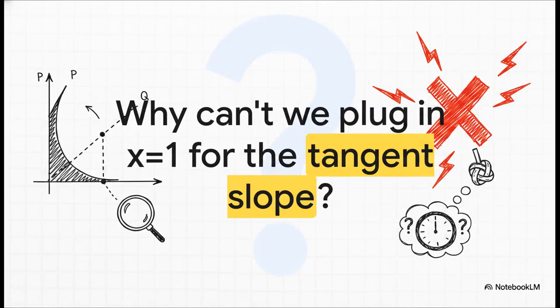But wait, you might be wondering right about now, why do we have to go through this whole tedious process of moving Q closer and closer? Why all this complicated talk about approaching a value? Why can't we just plug x equals 1 directly into our trusty slope formula and call it a day? Well, this brings us face to face with a rather dangerous mathematical trap. It's a fundamental paradox that actually puzzled some of the greatest thinkers for centuries before calculus was fully realized.